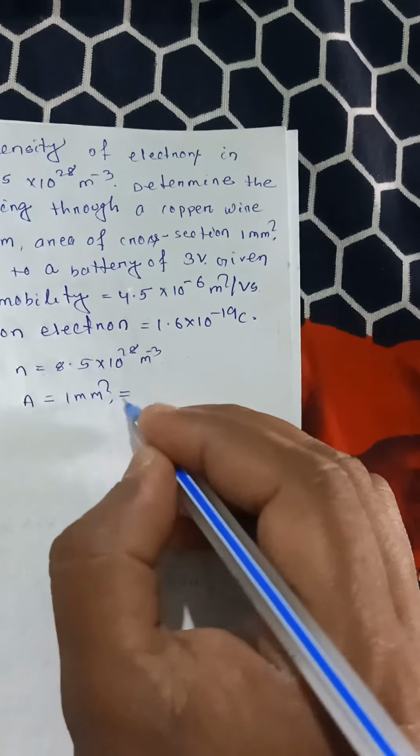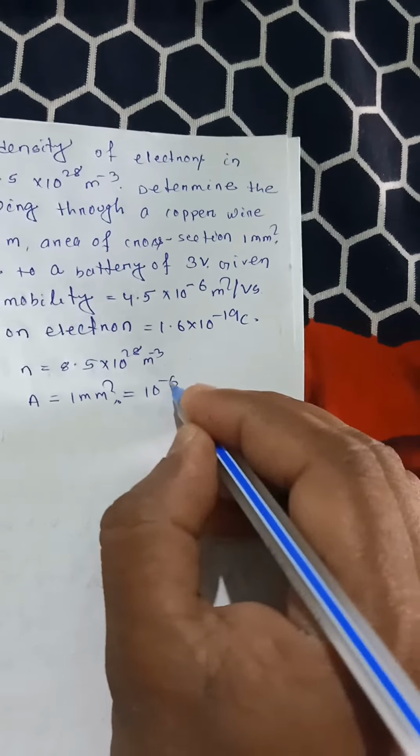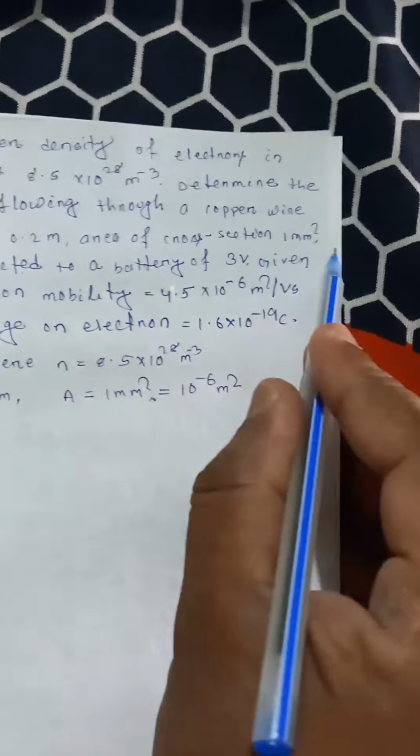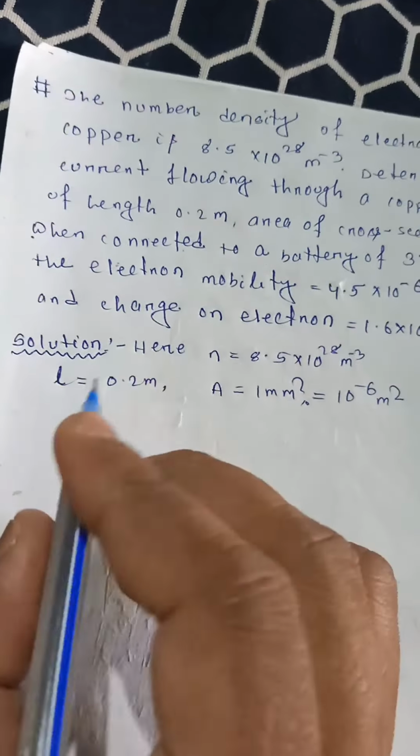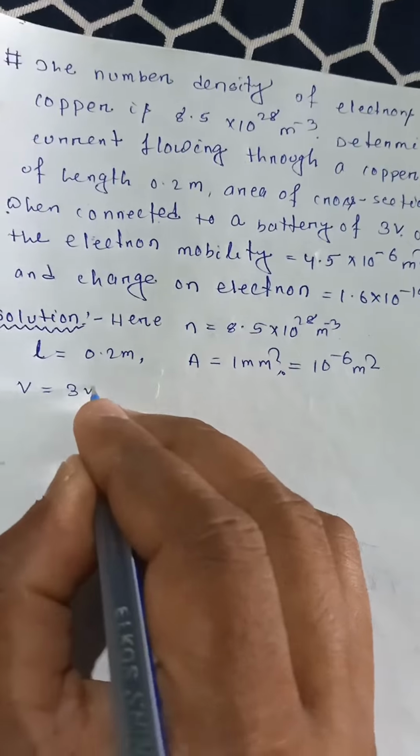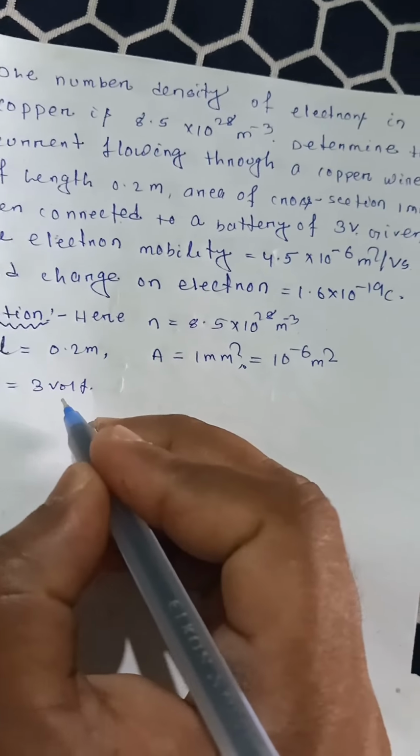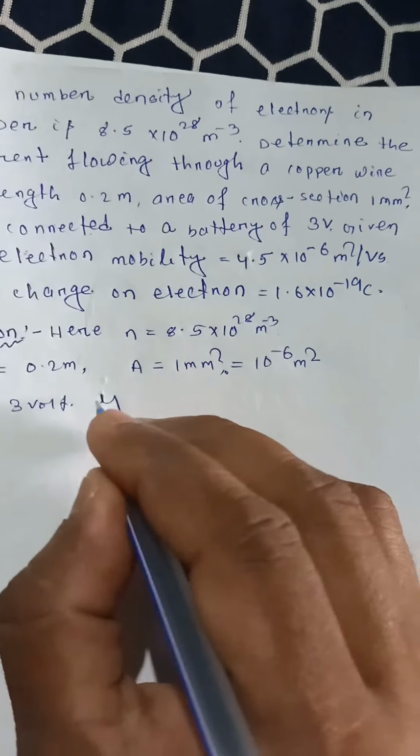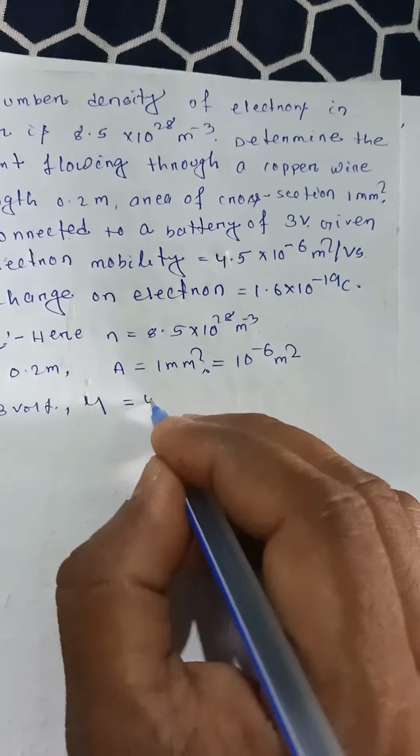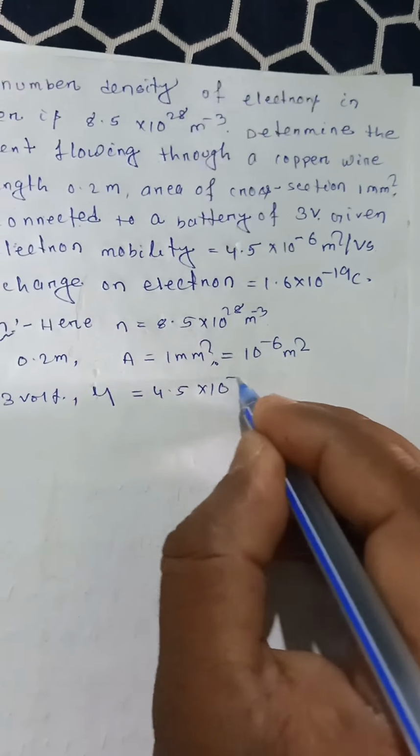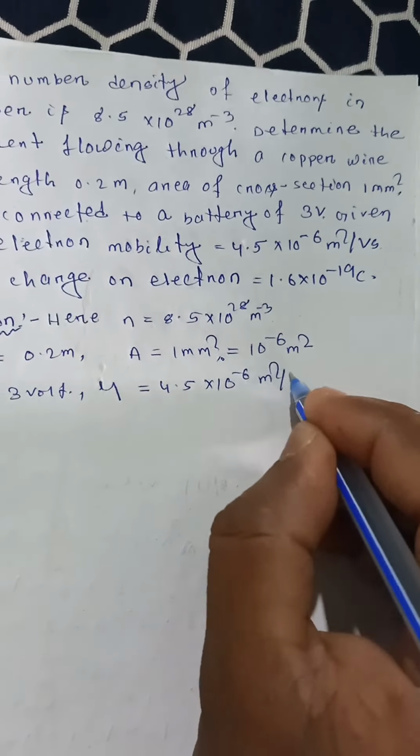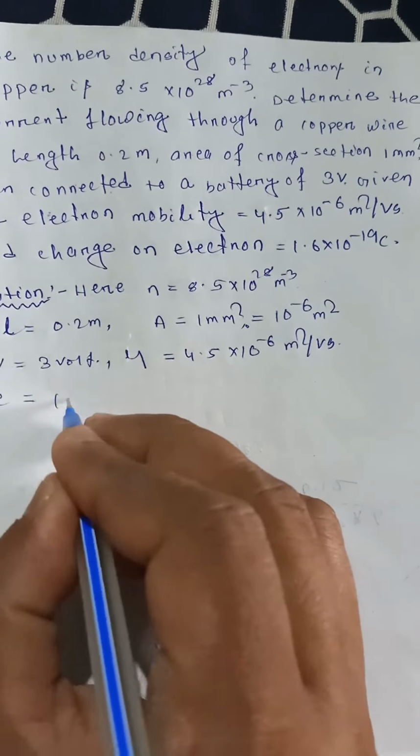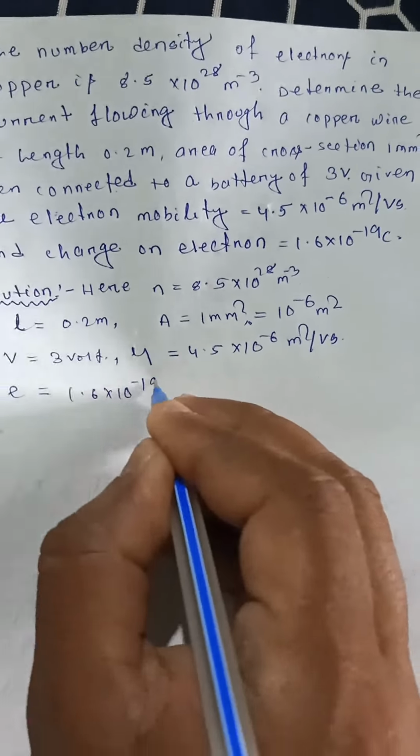1 mm² is nothing but 10^-6 meter square. The battery is 3 volt, so V equals 3 volt. The potential is given, and the mobility μ is given. Electron mobility μ is 4.5 × 10^-6 meter square per volt second. The charge on the electron is 1.6 × 10^-19 coulomb.